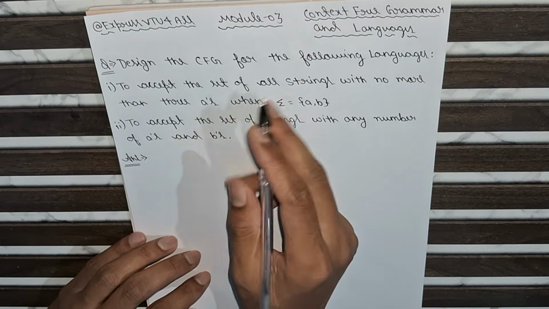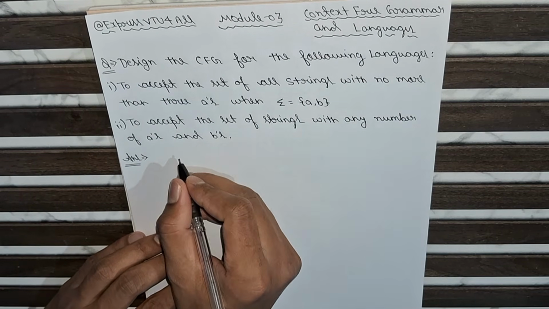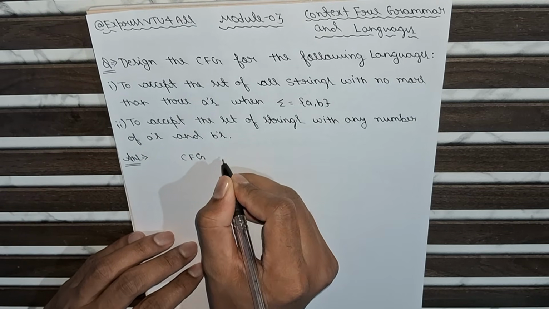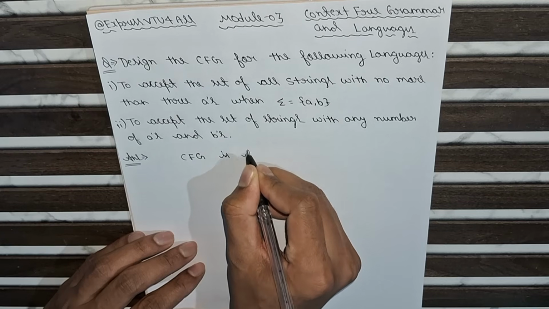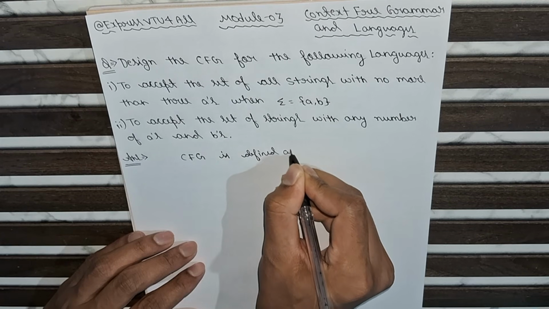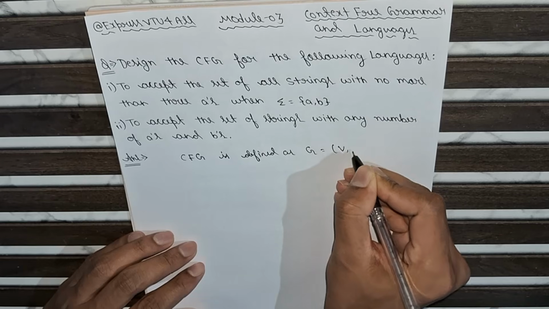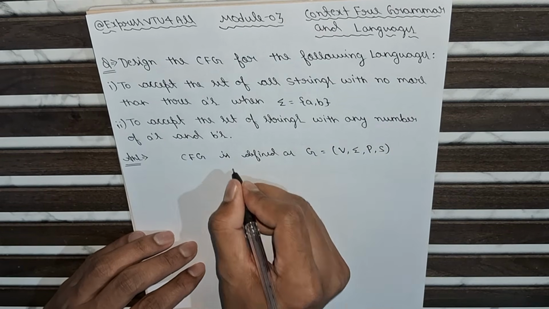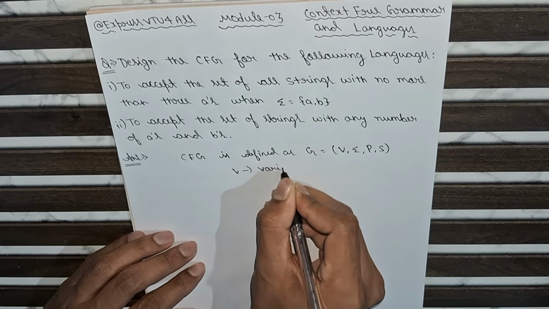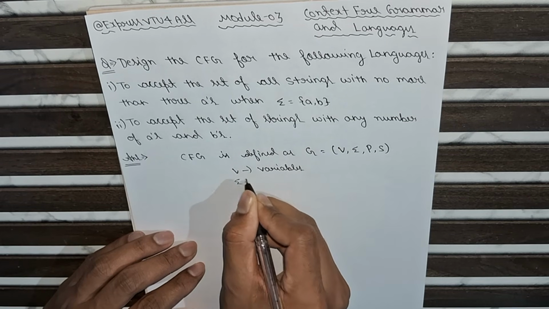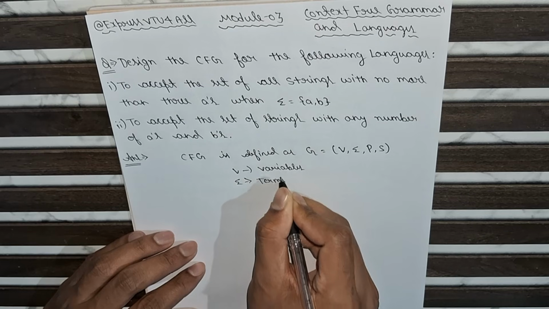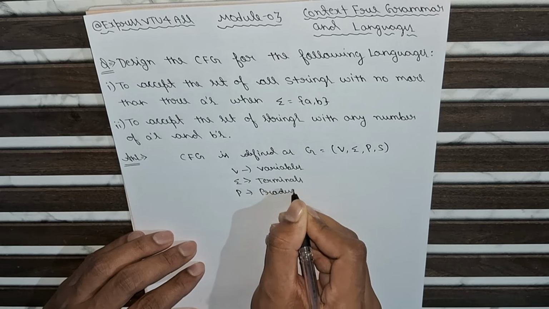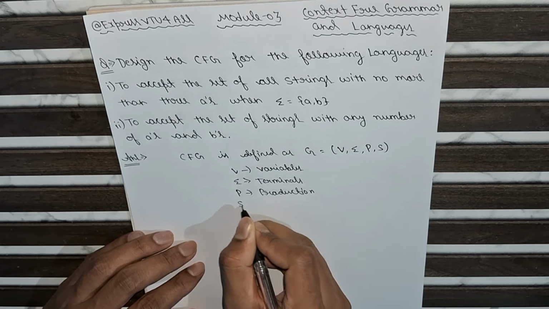So before solving the problem, we will do a small recall. As we know, a context-free grammar CFG is defined as G equals (V, Sigma, P, S). Here V defines variables, Sigma defines terminals, P defines productions, and S is the start symbol.